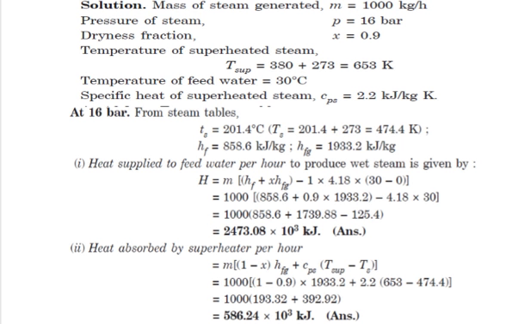Heat absorbed by the superheater per hour is m[(1 − x) hfg + Cp (T − T_sat)]. Then put the values: 1000 × [(1 − 0.9) × 1933.2 + 2.2 × (653 − 474.4)]. Put all the values and you will get 586.24 × 10^3 kilojoule. This is the heat energy absorbed by the superheater.